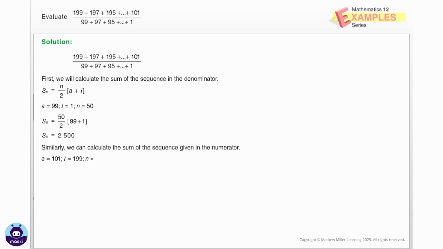Similarly, we can calculate the sum of the sequence given in the numerator. Substituting the values, we get, therefore, Sn equals 7500. Substituting the values of the series obtained for the numerator and denominator, we get. Thus, we have evaluated the given expression.